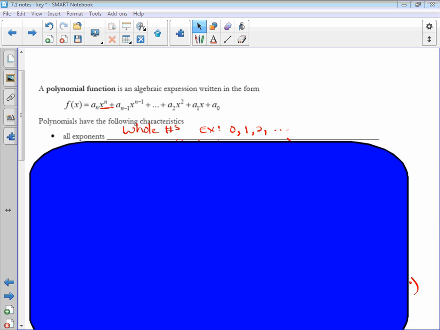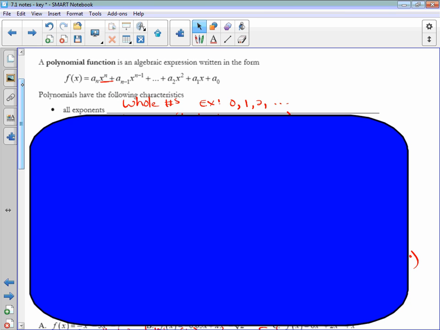Guys, that's something like y equals 4x cubed minus 2x squared plus 7x minus 8. Those are polynomial functions. You have to have exponents that are whole numbers. Whole numbers are 0, 1, and 2, continuing. So basically that means no negative exponents, no fractional exponents.